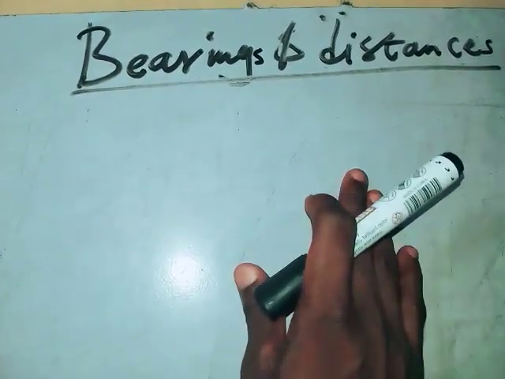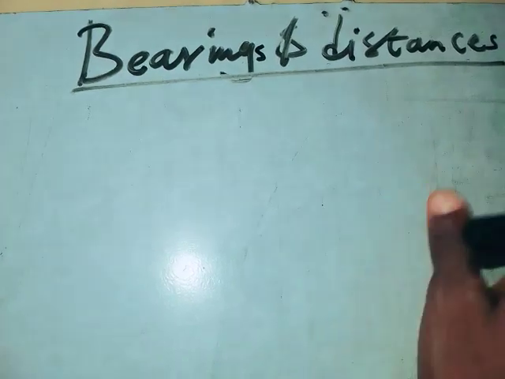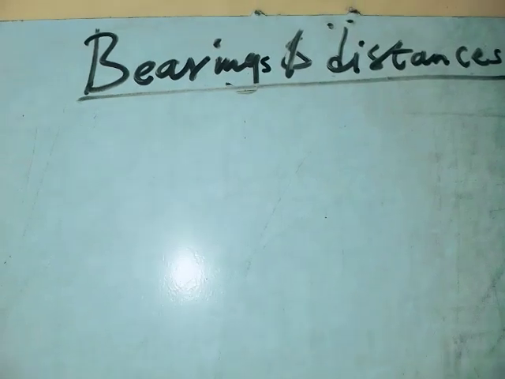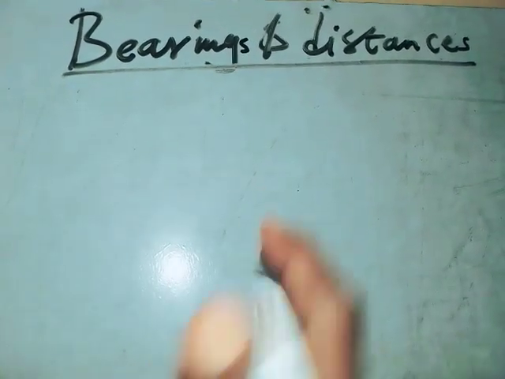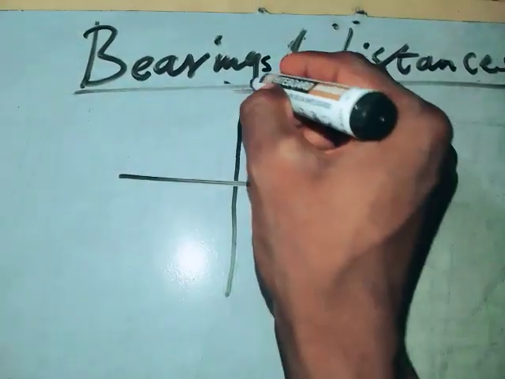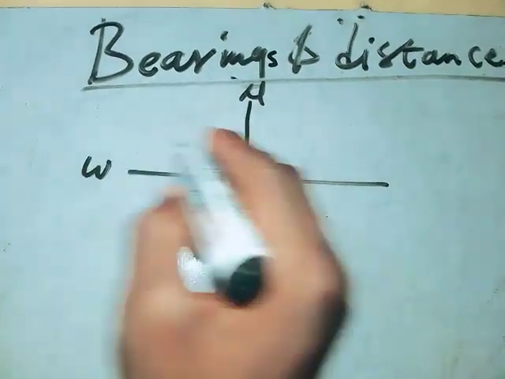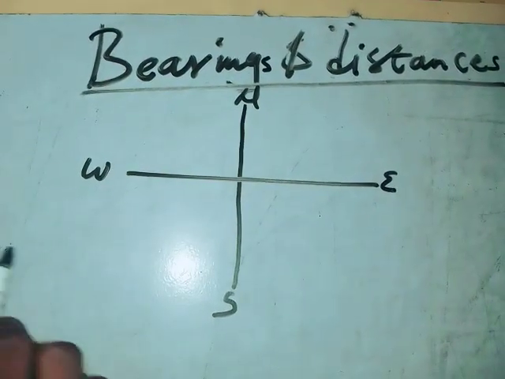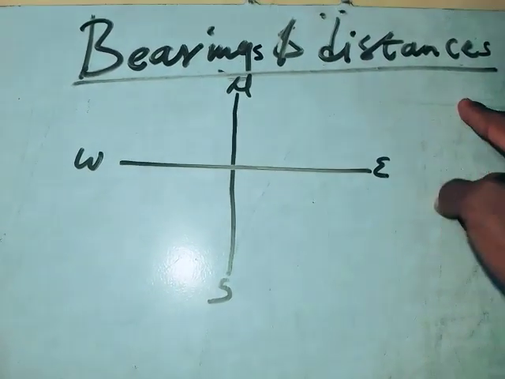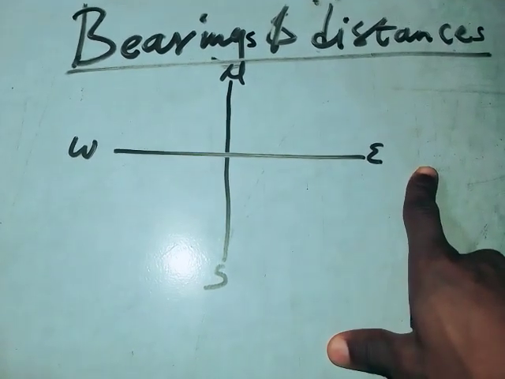In bearings calculations, there are 4 cardinal points, which I'm going to draw for you now. This is what I mean. These are the 4 cardinal points that we have. This is called the north, this is called the south, this is called the west, and this is called the east. Don't worry, we are having more calculations on this.